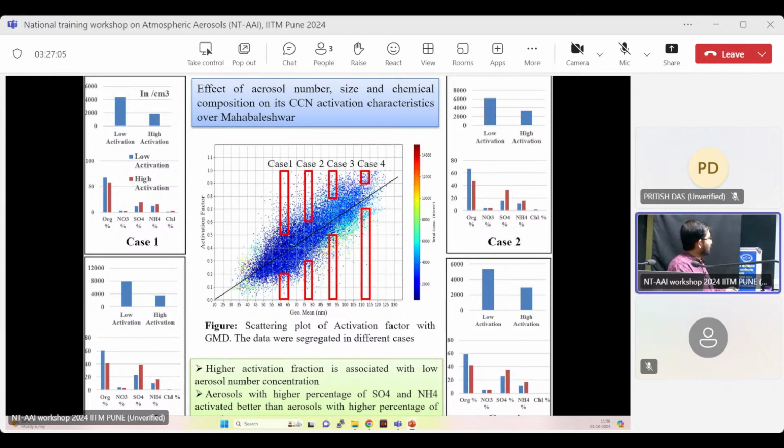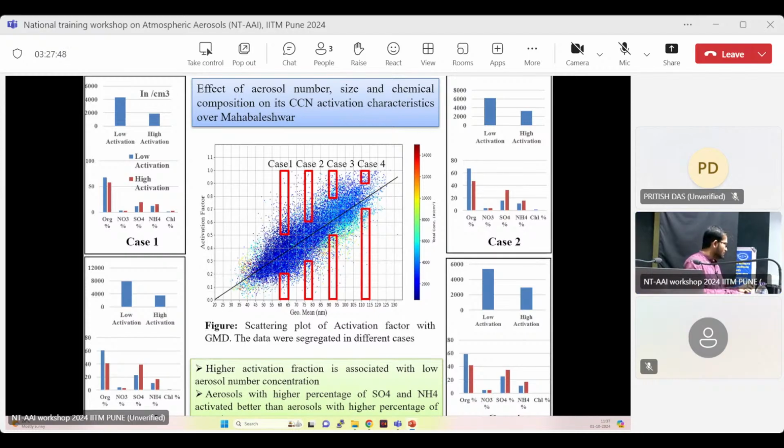When we compare the different cases, what we have found is that lower activation cases are always associated with a higher organic fraction as well as a higher number concentration. Higher number concentration tends to indicate active sources like primary emissions, be it biomass burning or any kind of traffic emissions. That tends to increase your number concentration as well as your organic fraction, which tends to decrease your hygroscopicity. So number, size, and chemical composition can all influence your aerosol to CCN activation in this way.